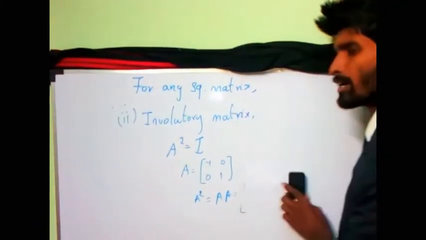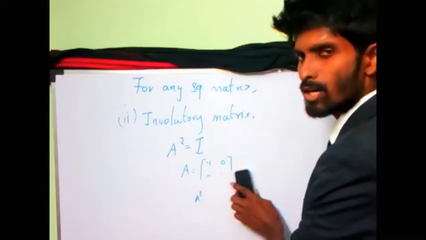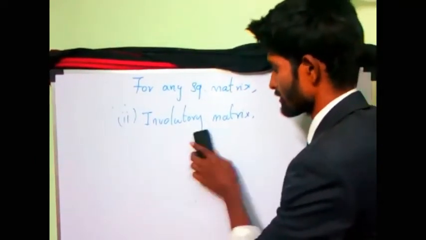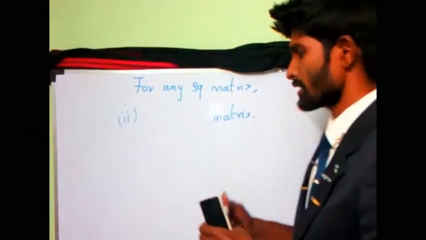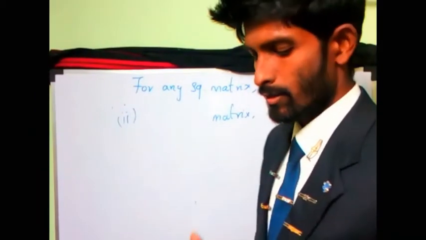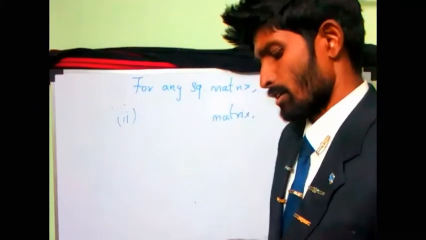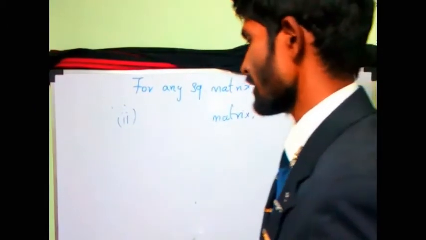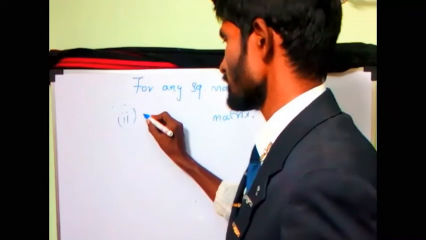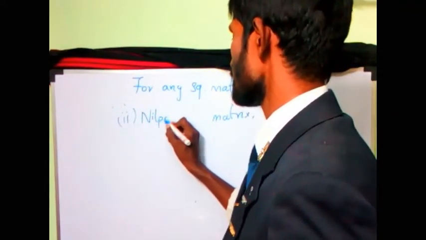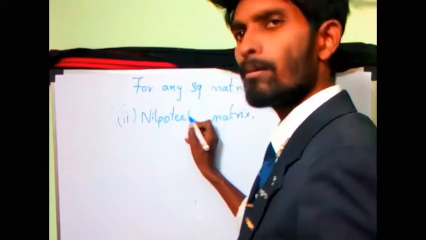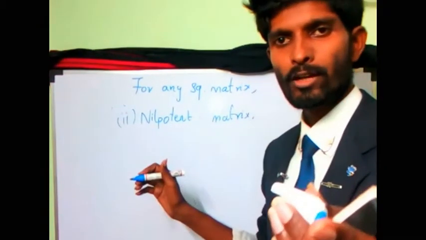And we are going to see one more thing, that is called what? Nilpotent matrix. So here I wrap up this one, and I have a small third item. The first one is the idempotent matrix, then the involutory matrix, and finally this is about the nilpotent matrix.